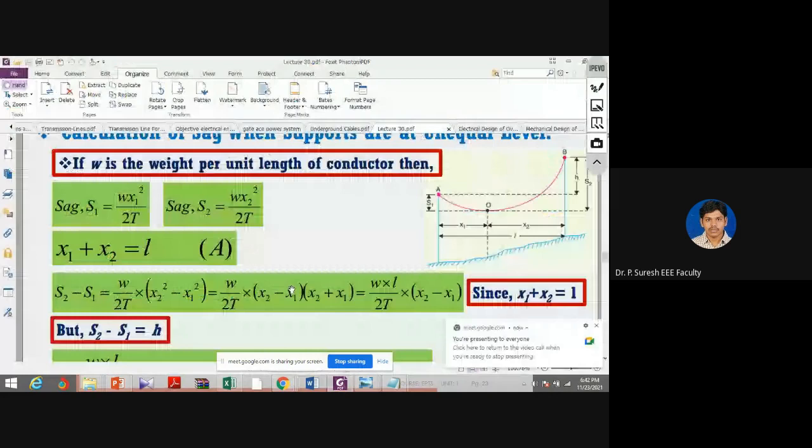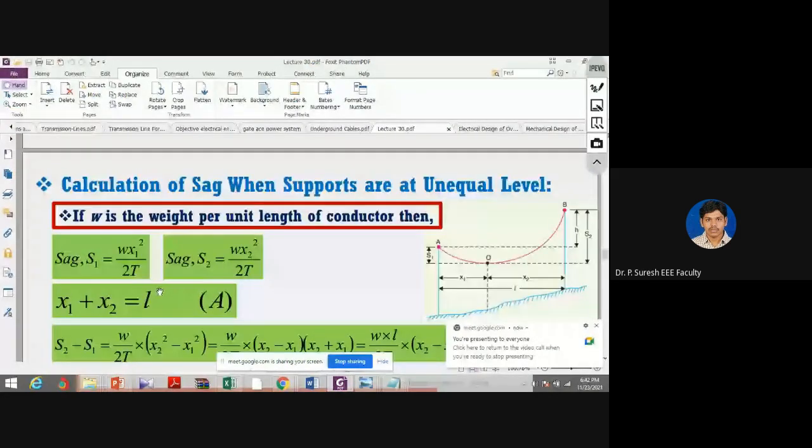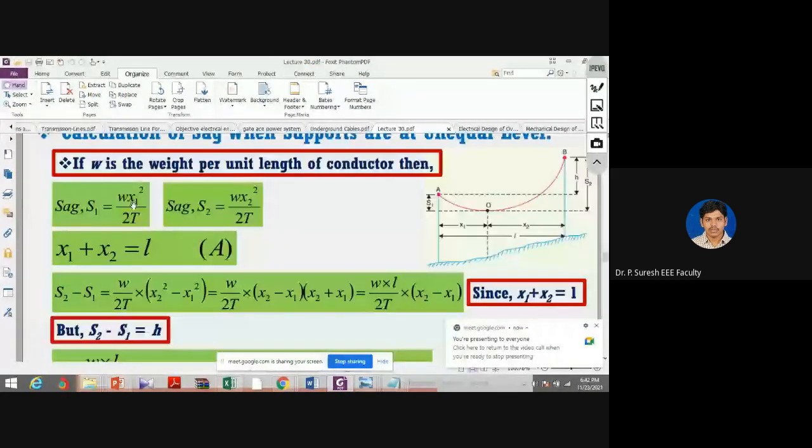Okay. So unequal level supports. What is S1? S1 is nothing but W x1 square by 2T. S2 is nothing but W x2 square by 2T, where x1 plus x2 is the span length. S1 is the sag of the lowest height tower. S2 is the sag of the highest tower. Two sags will appear for unequal level supports.